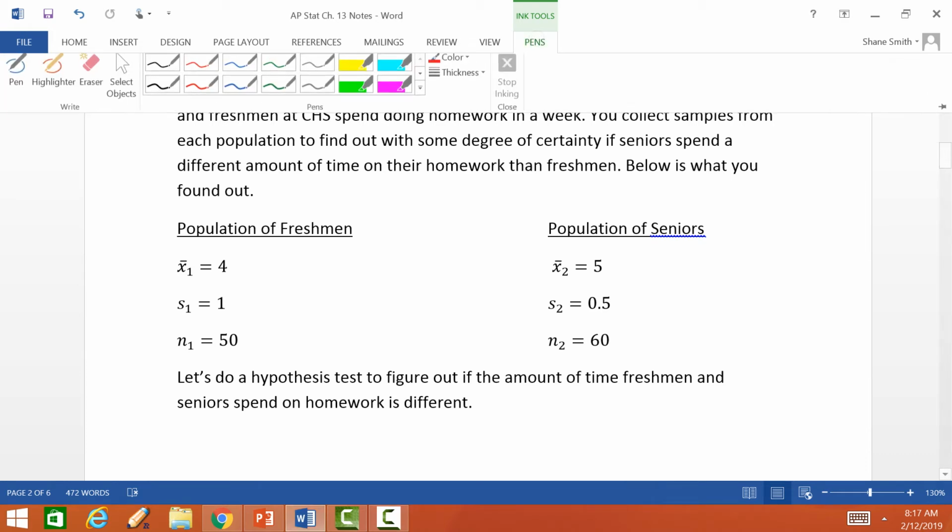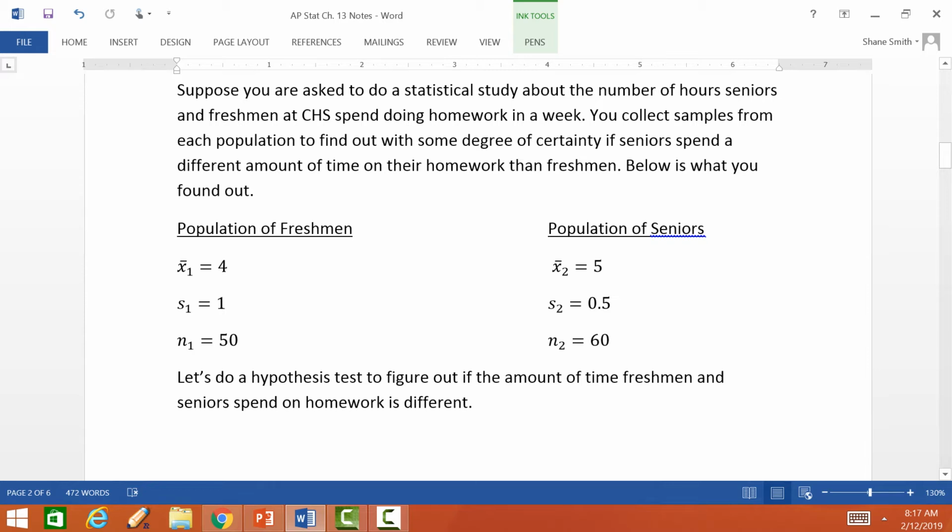Hello, so I'm going to do this page in the notes, and this is really the only page I'm going to do in the notes for the most part. This is going to cover two sample hypothesis testing for the difference between population means.